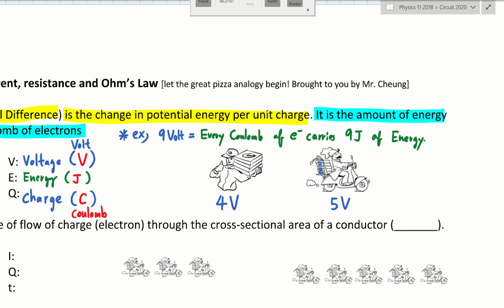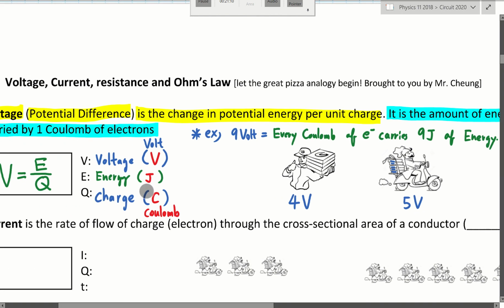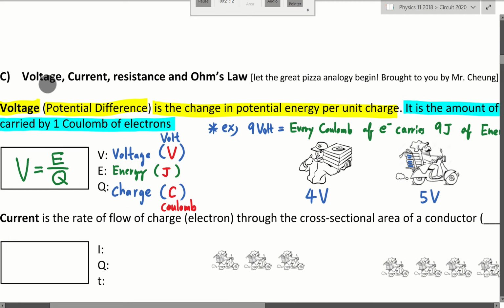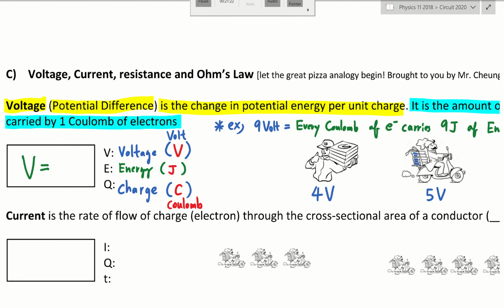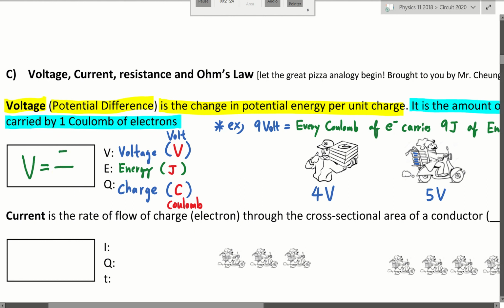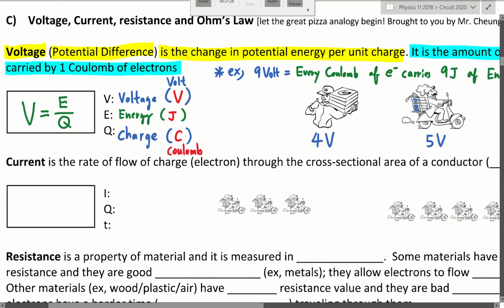Okay, so voltage, once more, is the amount of energy. That's why we have E in here, the amount of energy carried by 1 coulomb of electrons. Okay, so E over Q, amount of energy carried by 1 coulomb of electrons. Now let's move on to the next definition, which is what is the current.